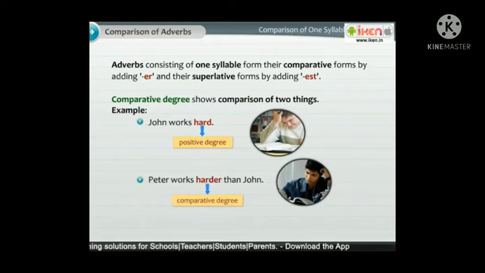For example, comparative degree shows comparison of two things. Yes, in adjectives also, if comparison is done between two nouns, then that degree is called comparative degree. For example, John works hard. This is the positive degree with no change, and Peter works harder than John. So the work of Peter and John both are being compared, that who works harder than whom. So this is the comparative degree. It means comparison between the two.